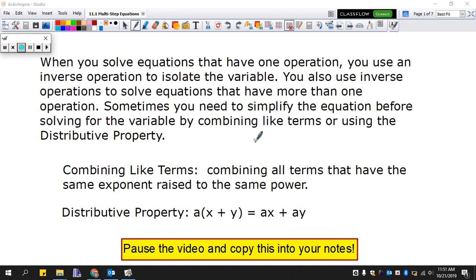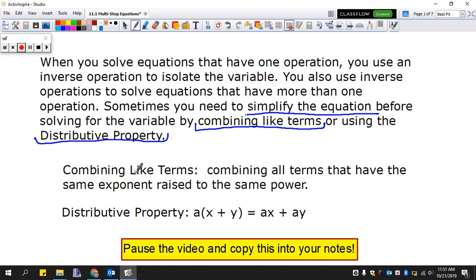Now, in this lesson today, we're going to continue along that theme of having more than one operation. So sometimes you have to simplify the equation before you can solve for the variable. And the most common ways of simplifying are combining like terms or using the distributive property.